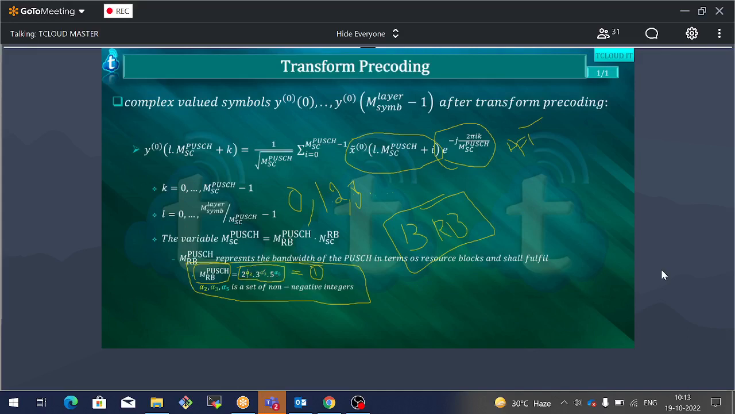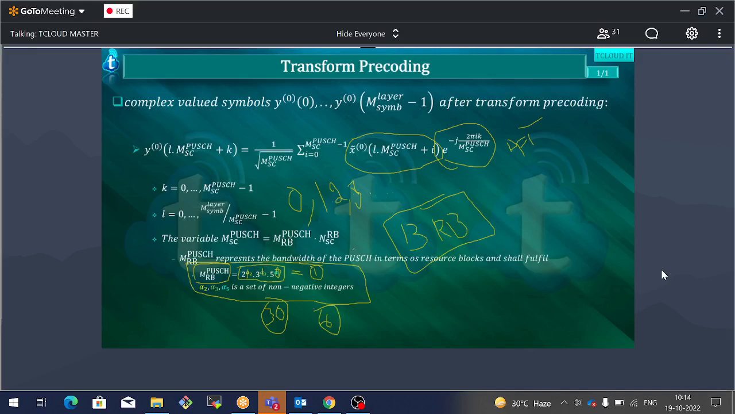For example, if you take 2 to the power of 1, 3 to the power of 1, and 5 to the power of 1, all of them would be multiplied: 2 to the power of 1 is 2, 3 to the power of 1 is 3, 5 to the power of 1 is 5. So you just have to multiply them. 2 into 3 into 5, 2 into 3 is 6, 6 into 5 is 30. So you got 30 resource blocks allocated. It is representing a value 30. For example, if you substitute alpha 5 as 0, alpha 2 and alpha 3 as 1 and 1, it becomes 2 to the power of 1 and 3 to the power of 1, which is just 6 resource blocks.